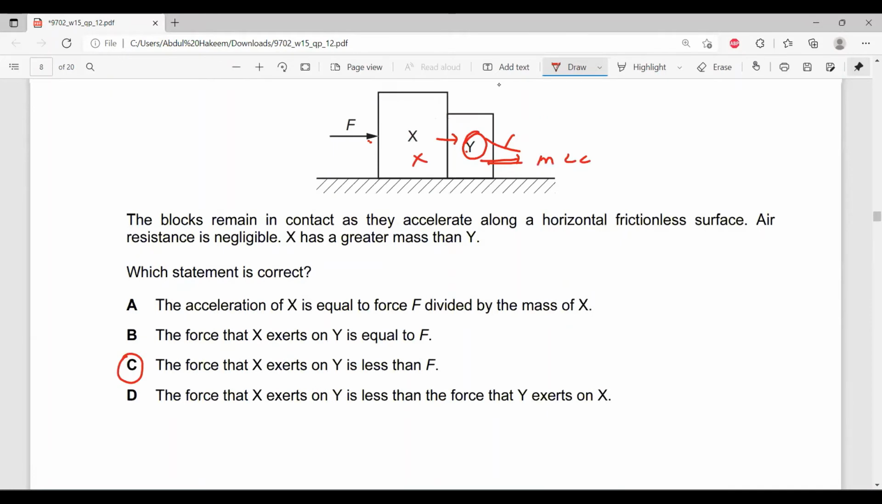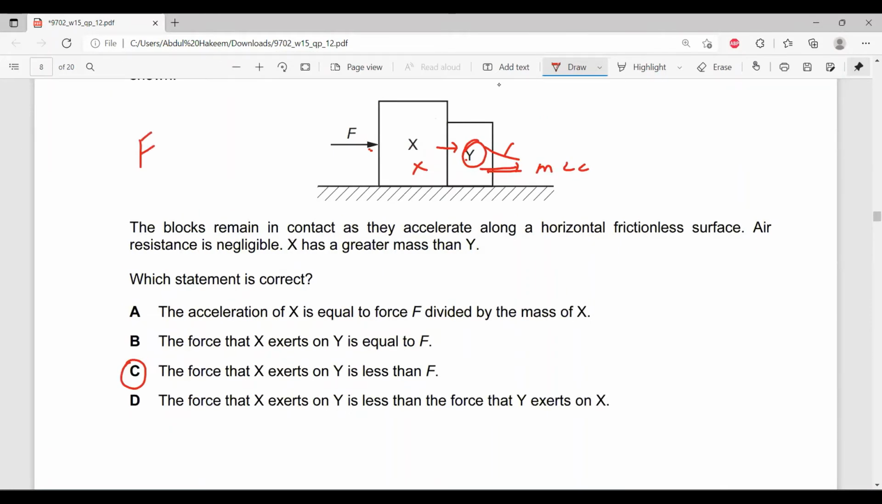Because F is equal to MA, and the mass is taken of the object at which the force is exerted. So the force exerted at Y, we will take the mass of this Y. The mass of the Y is smaller, so the force is smaller than the total force exerted.